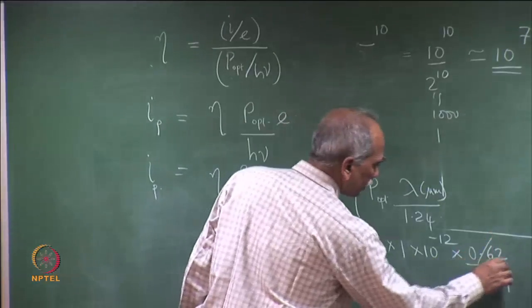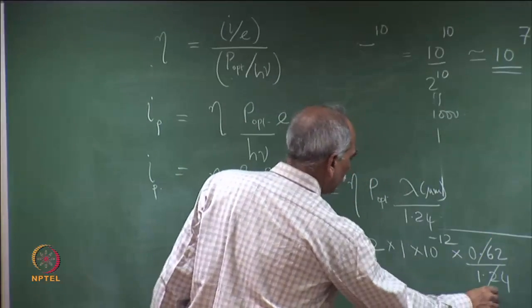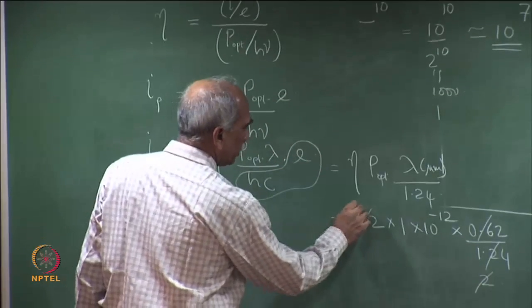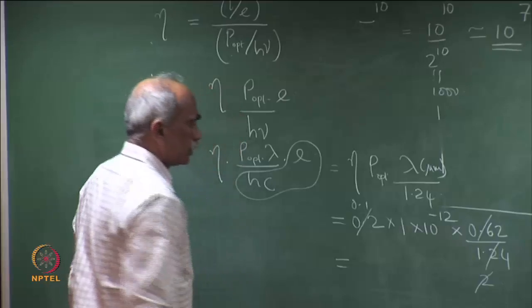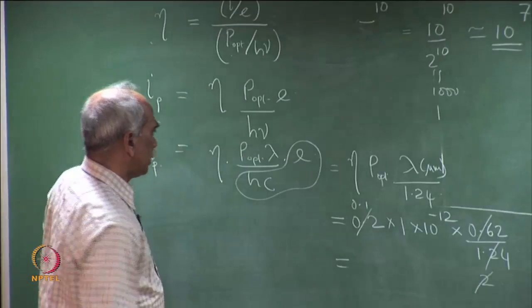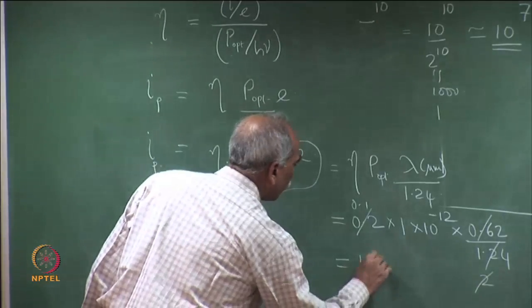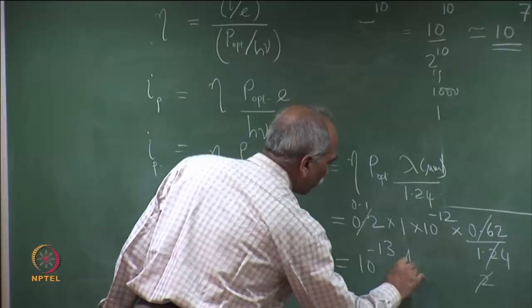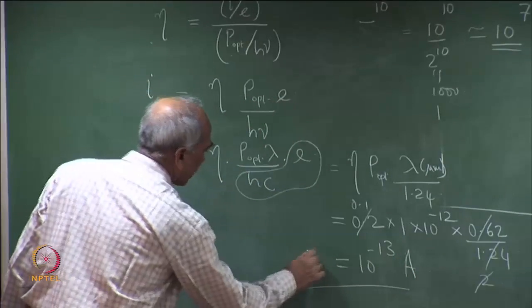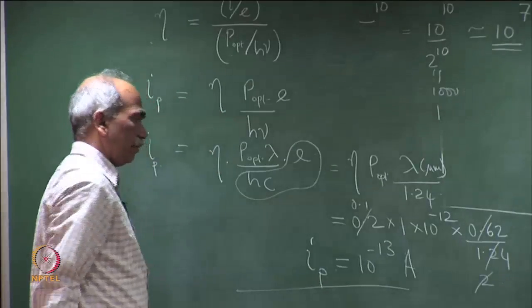So, this is nothing but 2 and 2 cancel, which goes to 0.1, that means this is approximately 10 to the power of minus 13. So, I p is equal to 10 to the power of minus 13 ampere, the primary photocurrent generated.